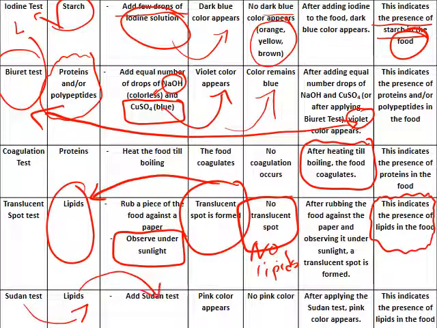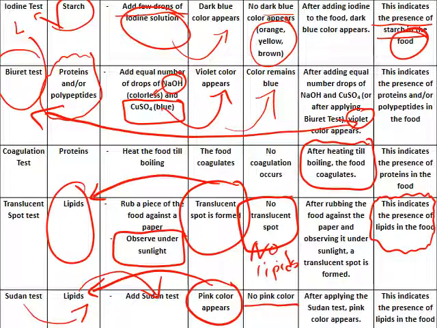We have to add Sudan test solution. A pink color is going to appear. It's a positive result indicating the presence of lipids. If no pink color, so no lipids. After applying Sudan test, pink color appears. What does this indicate? This indicates the presence of lipids in food.